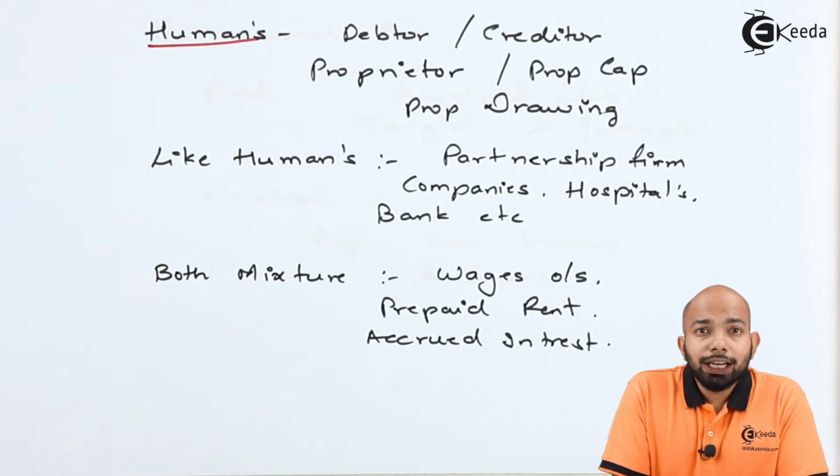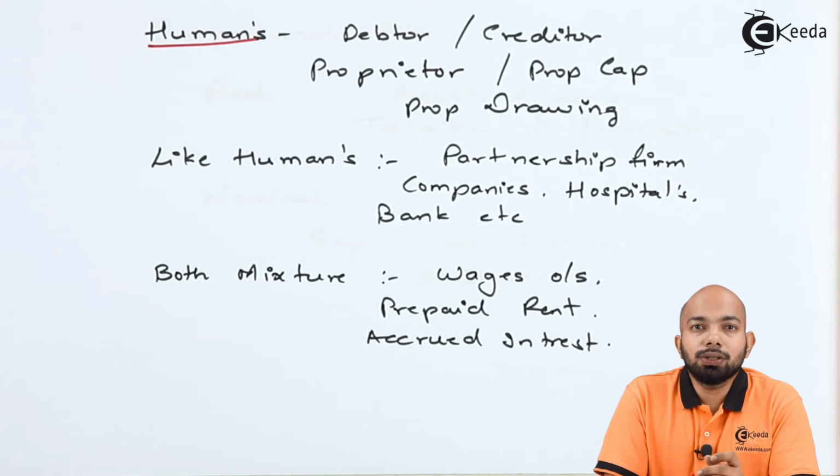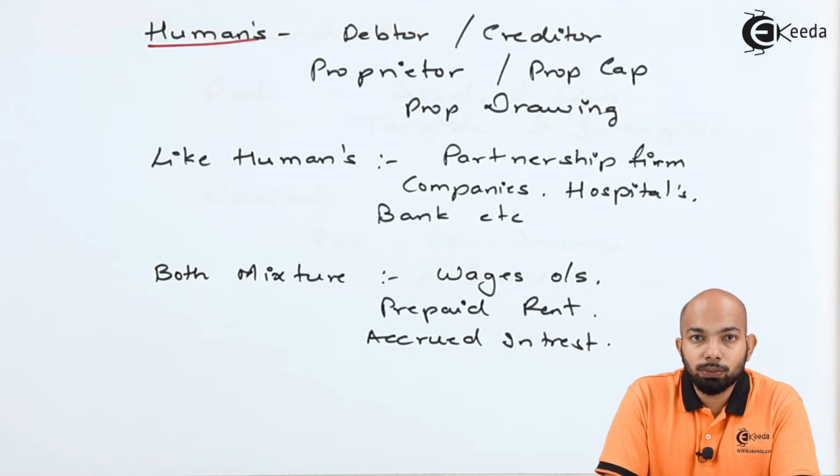Now, the first classification that we have to understand is humans. We have debtors, we have creditors, we have proprietor's capital, proprietor's drawing, etc. Now, all these accounts belong to a specific human. That's why these accounts are part of personal accounts under the classification of humans or natural accounts. Hence, when a specific account is directly related to the user of that account itself, that means it is a natural account, or an account related to that specific human itself. Let's understand the different categories we have under humans now.